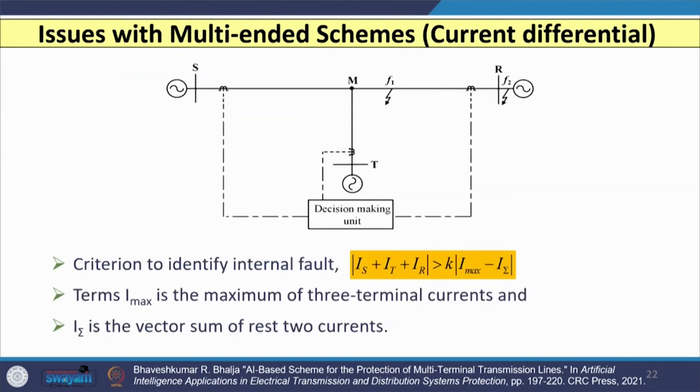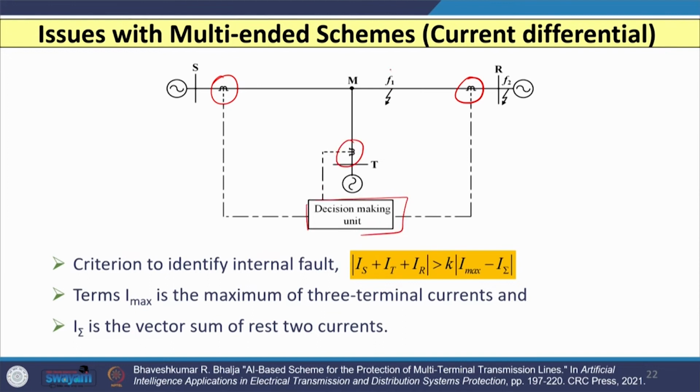Now, let us see the second category of scheme, multi-ended schemes. The best example is the current differential. Here I have shown a 3 terminal line with a differential relay unit, which is going to take the currents from substation S, substation R and substation T, and all the 3 currents are available here.